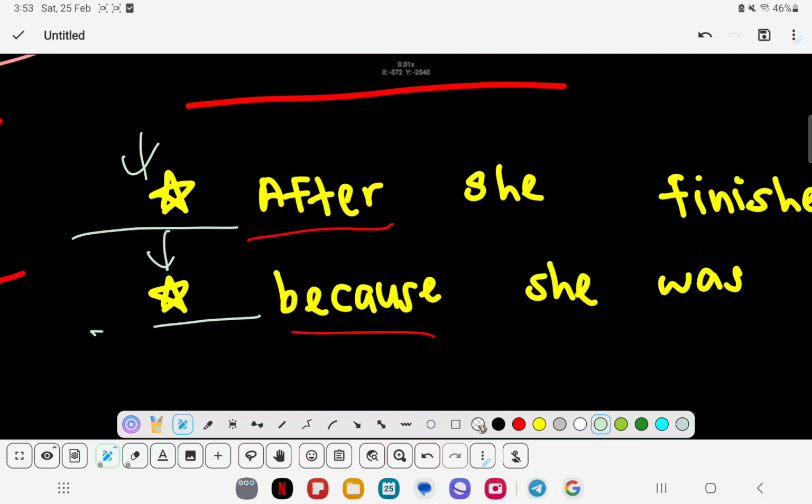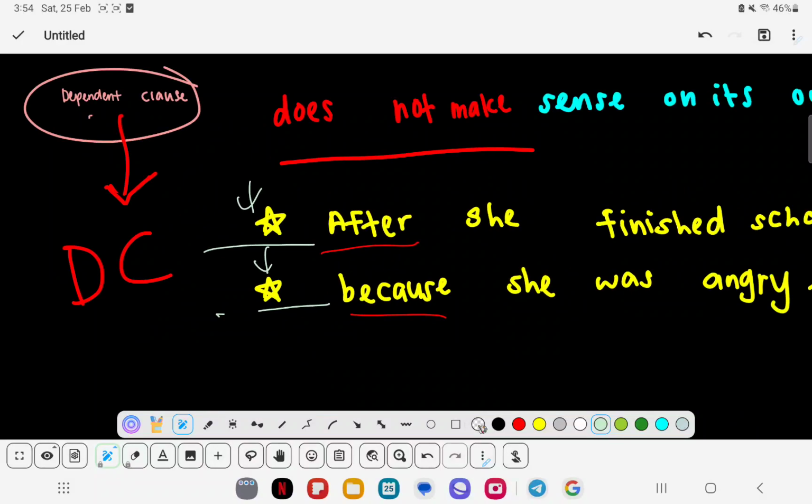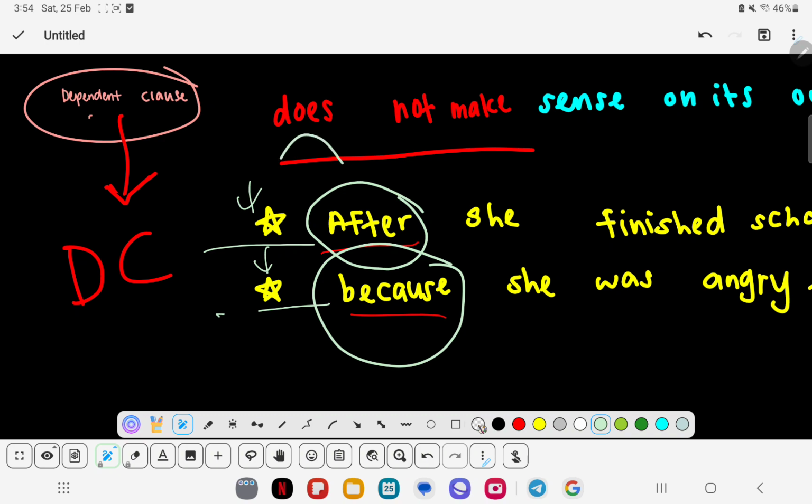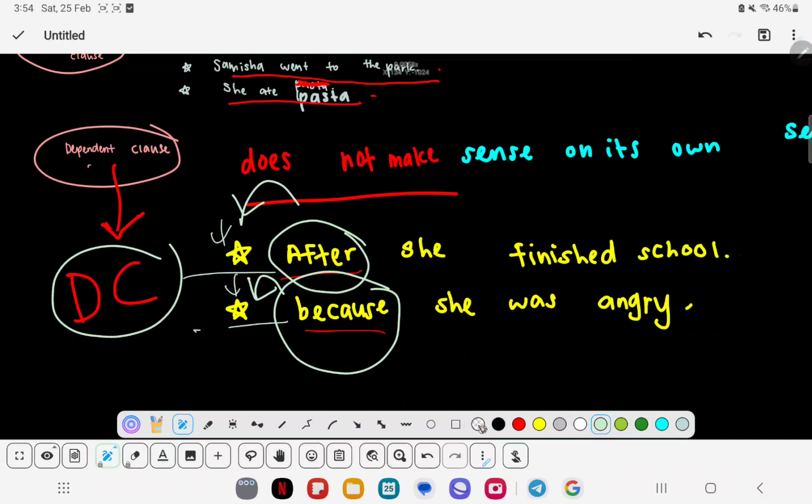Dependent clauses are very dependent on other words. Assume it as people. Some people are dependent, some people are independent. When we say independent clause, it means that it does not depend on other sentences. It is a complete sentence and it can stand on its own. But for the dependent clause, words like after and because need some other sentence in front of them, then only can they make a complete sentence. That's why we call them dependent clauses. I hope you understand what I'm trying to say.